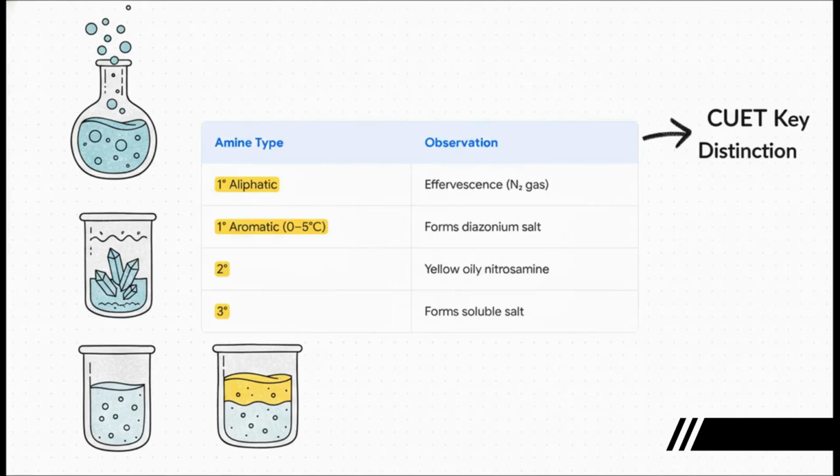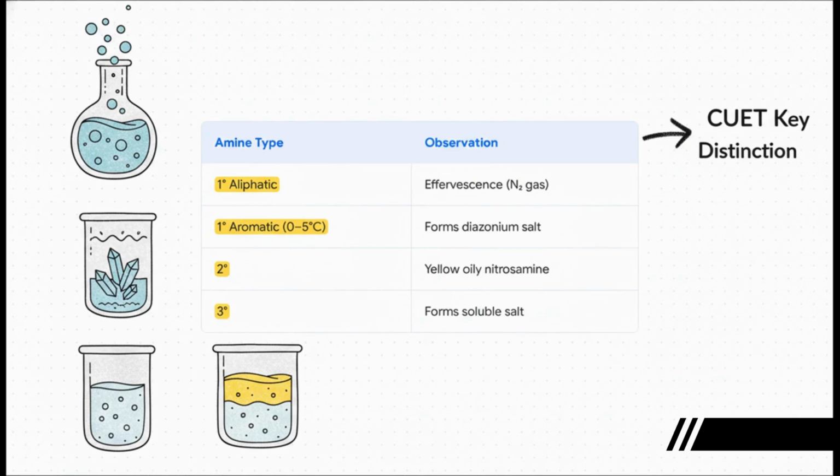Okay, listen up, because this is where you really need to focus. The results are very specific. A primary aliphatic amine will start bubbling and give off nitrogen gas. That's called effervescence. But, and this is a huge but, a primary aromatic amine, like aniline, if you keep it really cold, forms something called a diazonium salt without making any gas.